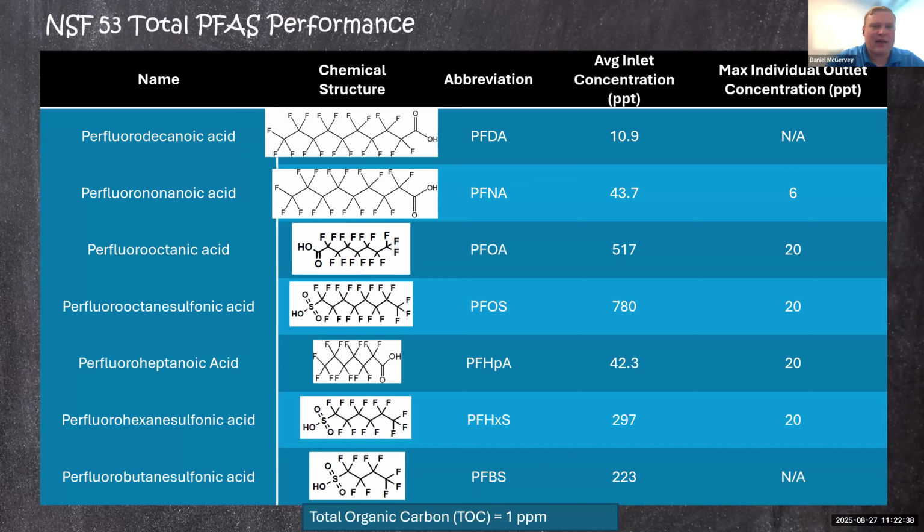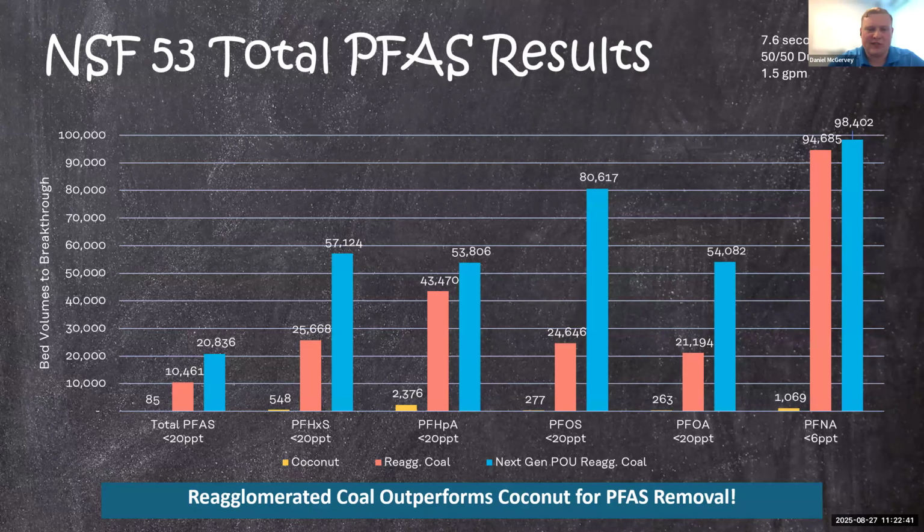So what we're looking at is the breakthrough to those different levels, again 20 parts per trillion for a lot of them, except for PFNA. In this, we looked at coconut carbon, a reagglomerated bituminous coal, and a specifically made next-gen POU reagglomerated bituminous coal. This next-gen coal is designed a little differently than the typical reagglomerated coal, to optimize PFAS performance in an even better way for point of use applications.